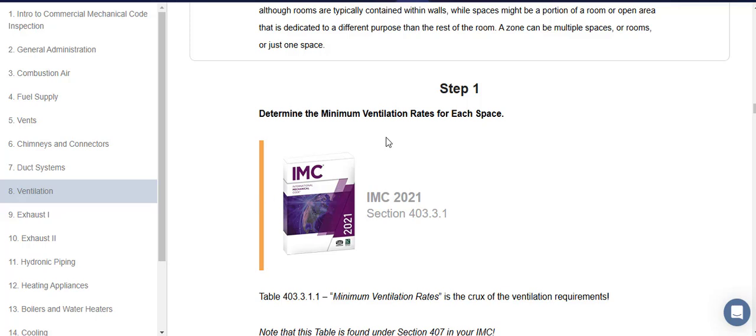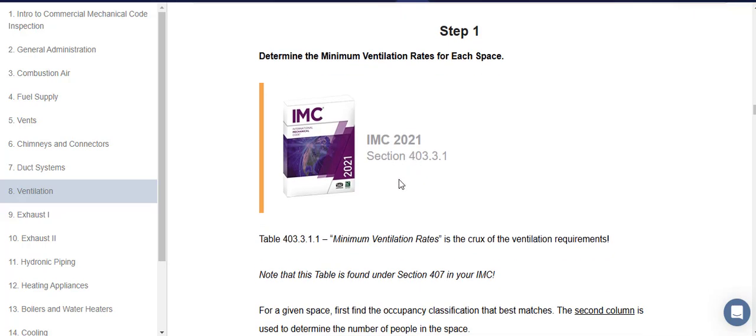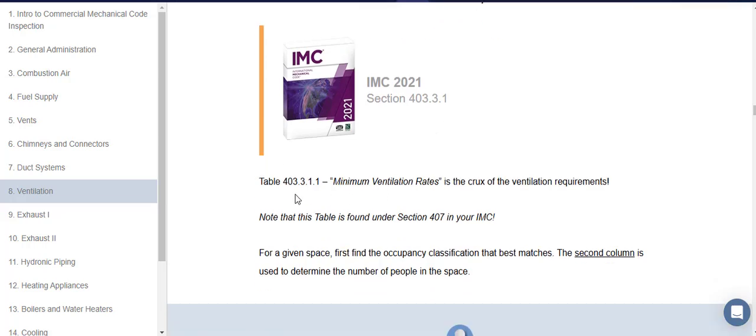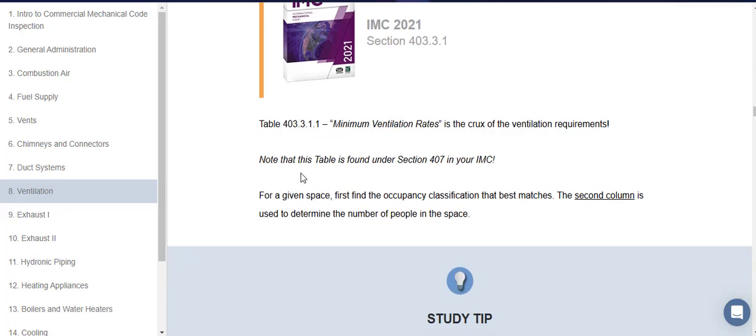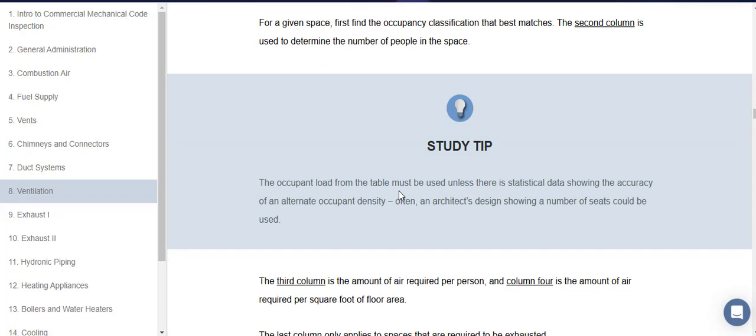Step number 1, determine the minimum ventilation rates for each space. International Mechanical Code 2021, section 403.3.1, table 403.3.1.1, minimum ventilation rates. This is the crux of the ventilation requirements. Note that this table is found under section 403 in your International Mechanical Code. For a given space, first find the occupancy classification that best matches. The second column is used to determine the number of people in the space.